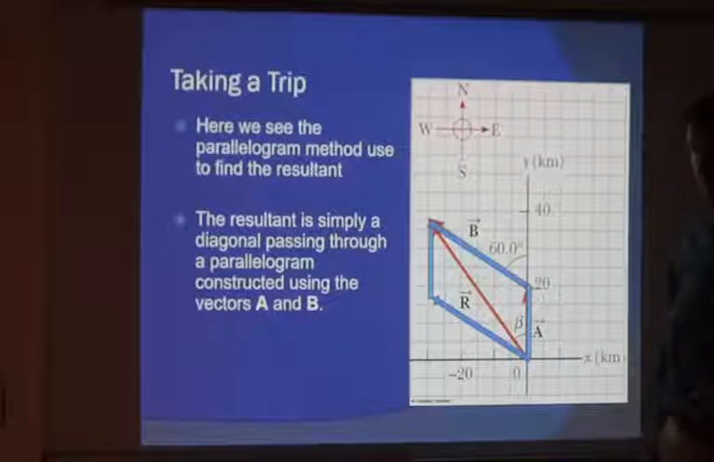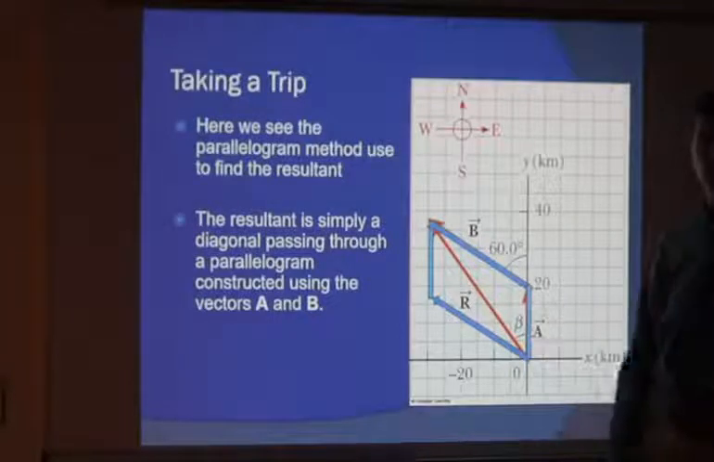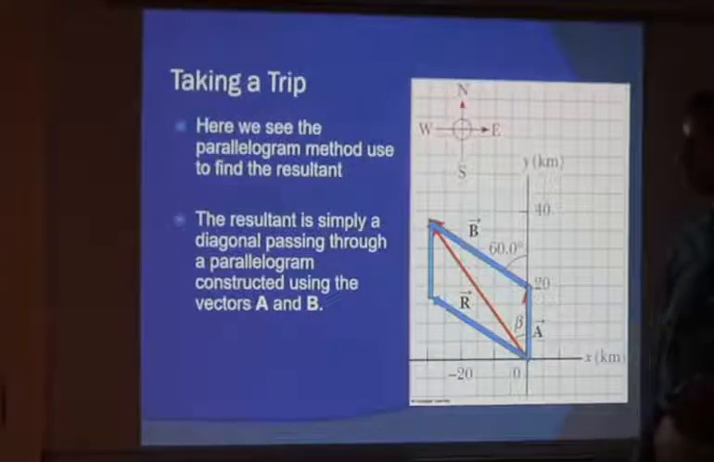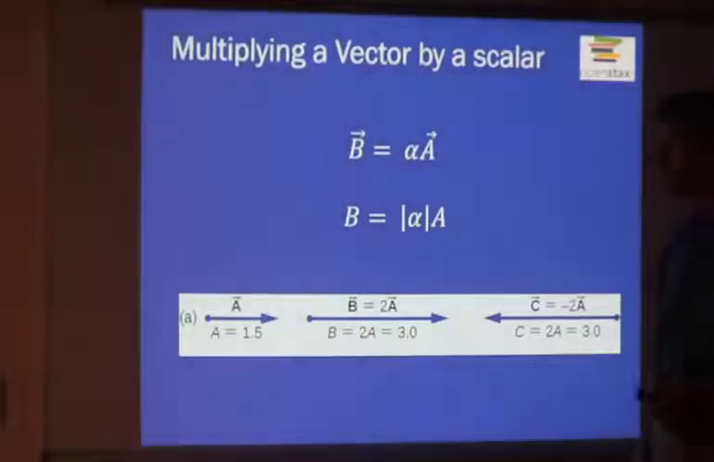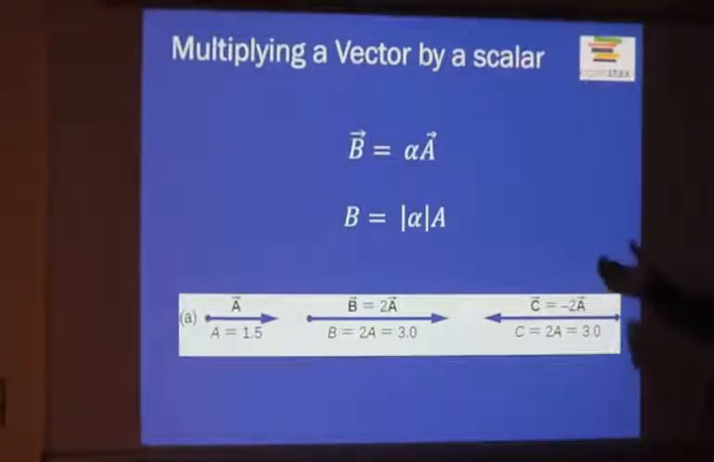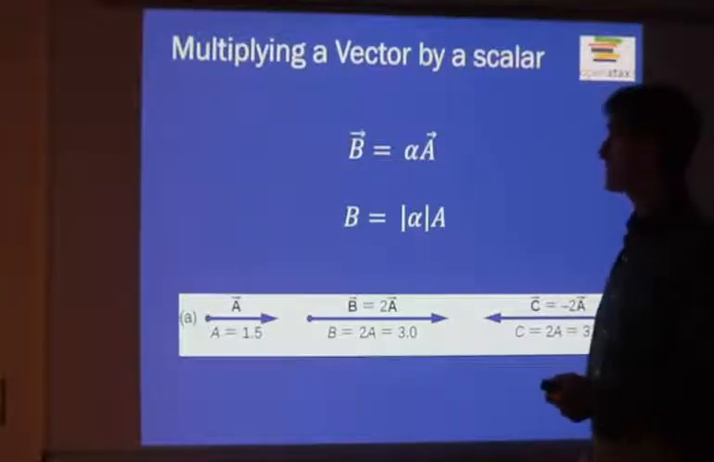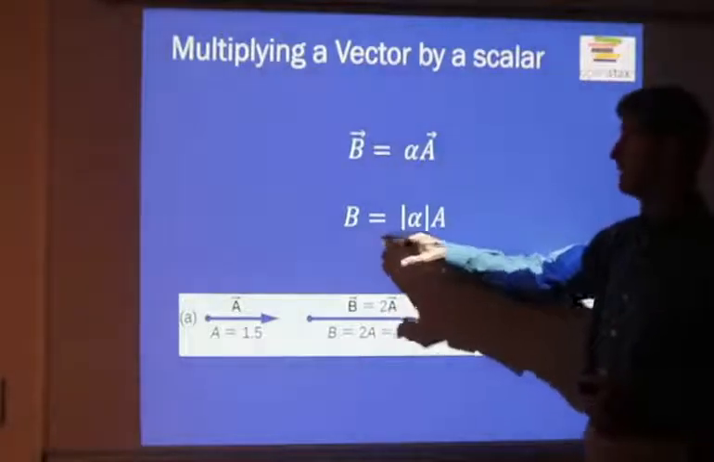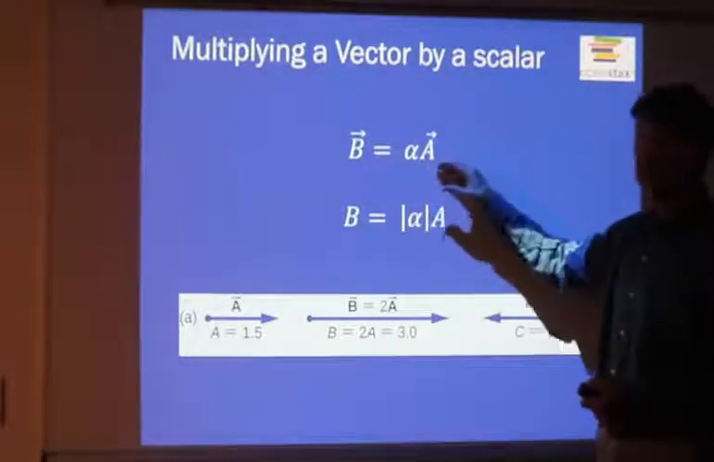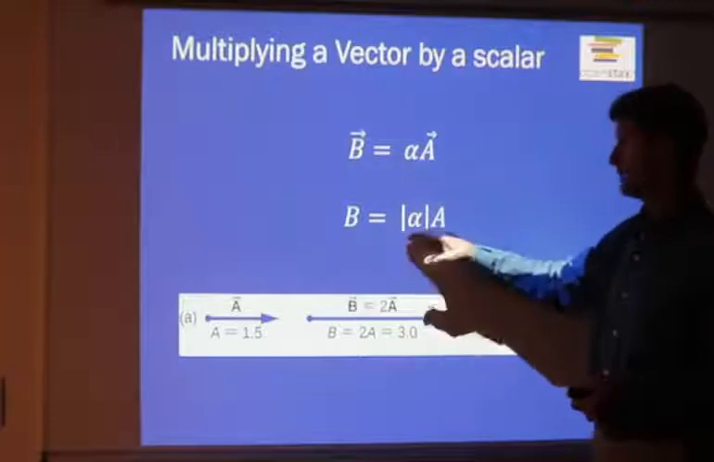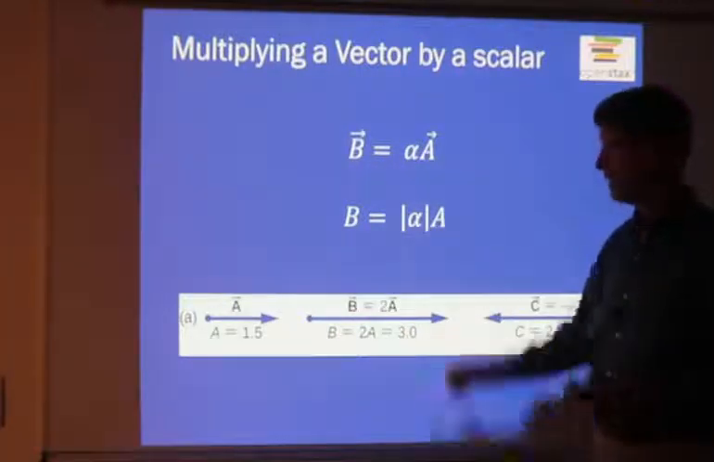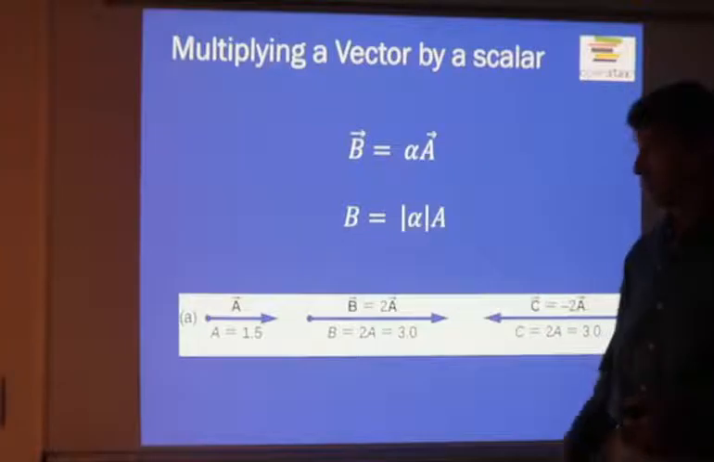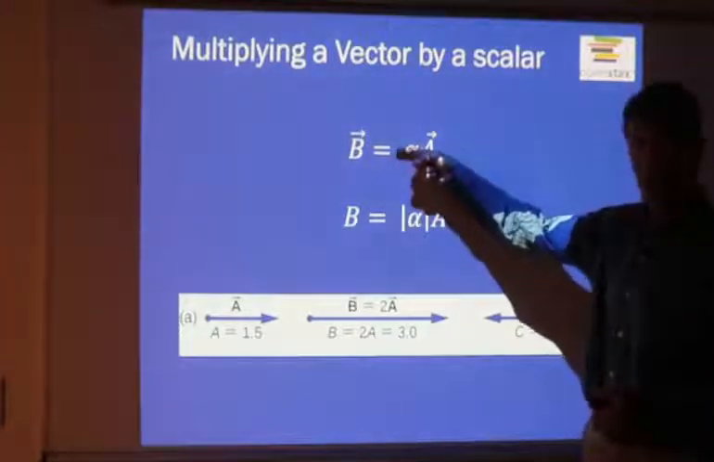Here's the parallelogram method doing the same thing. The result is pretty much the same. All right. Again, multiplying vectors by a scalar. All you're doing right here is changing the overall magnitude of the vector. So we look at the magnitude of B. If B is equal to alpha times A, the magnitude of B will be alpha times capital A. Okay? Notice that there's this absolute value sign right here, because the negative will just change the direction of B.